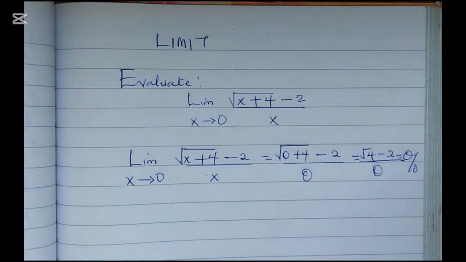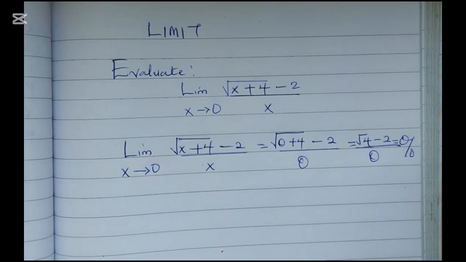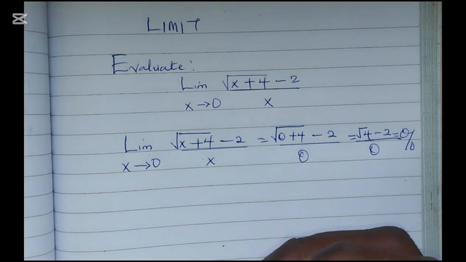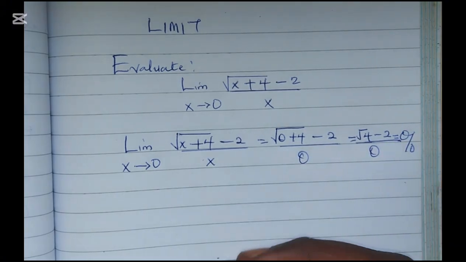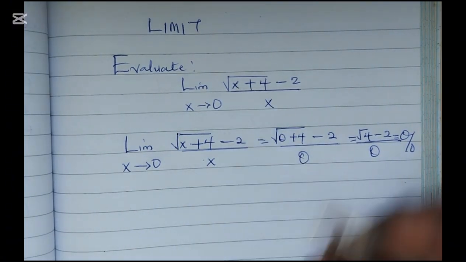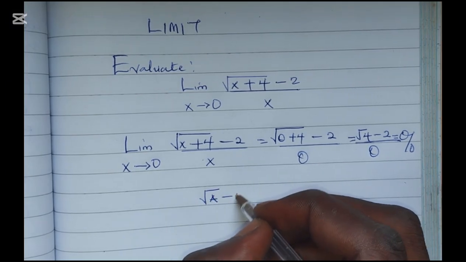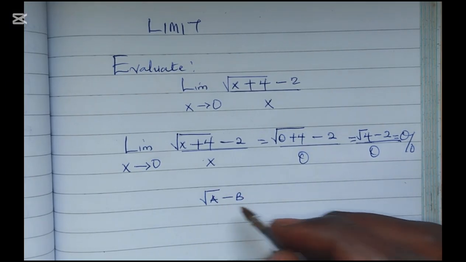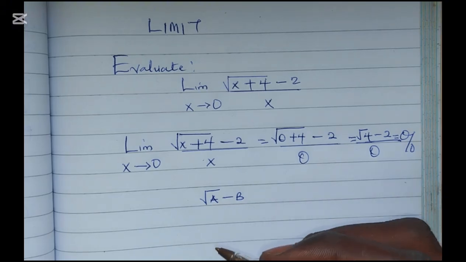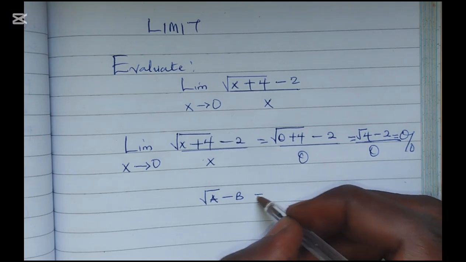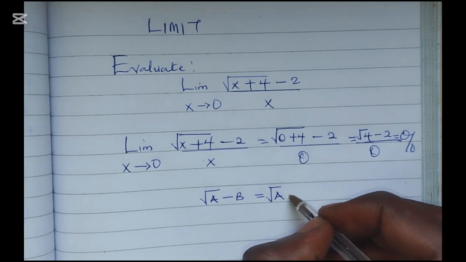So we have two methods here. We can either use L'Hopital's rule or the shorter form, rationalization. First of all, let us try to rationalize this function. You notice that the numerator of this function is in the form of root of a minus b. When you have a surd in this form, it can be written in the form of its conjugate, and the conjugate is just the same expression but with the reverse sign.